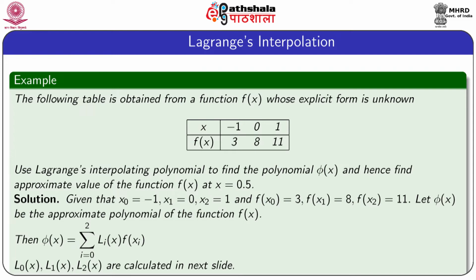So, in this case x0 equals -1, x1 equals 0, x2 equals 1, f of x0 equals 3, this is nothing but y0, f of x1 equals 8, this is y1, f of x2 equals 11, this is y2, and let phi(x) be the approximate polynomial of the function f(x) obtained by the Lagrangian method, and that one is phi(x) equals the summation i equal to 0 to 2 of Li(x) f(xi).